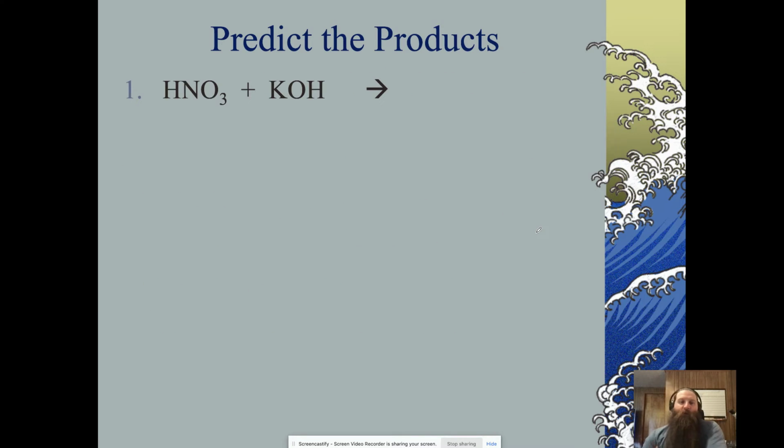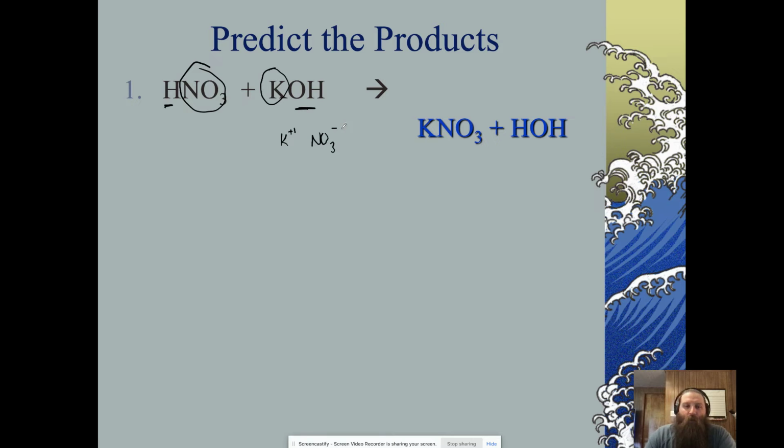So let's predict some of these. HNO3 and KOH. This is an Arrhenius acid with an Arrhenius base. So I know that the H and the OH are going to produce water, and that's going to leave me with a metal and a nonmetal. We know that K is plus 1 and NO3 is minus 1. So my salt is KNO3, and obviously I make water with it.